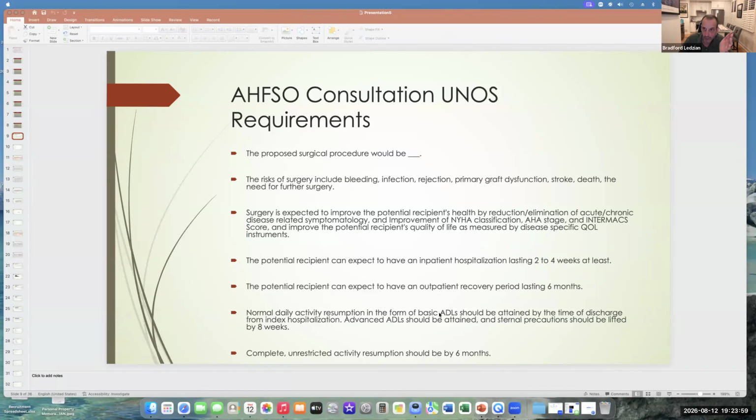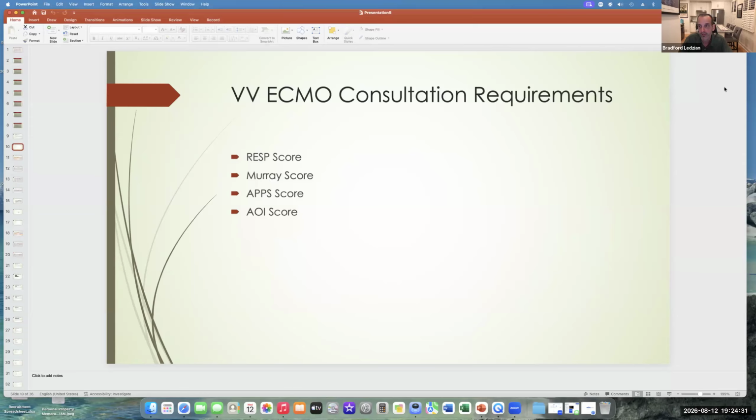And again, going back to the importance of knowing about your ADLs, when can they expect a normal resumption of daily activity in the form of their basic ADLs, as well as their advanced ADLs, and their sternal precautions, when those will be lifted, and then complete restriction removal. All of these things need to be included in your plan such that it's an attestation to the fact that you have communicated this with the patient during your initial consultation. It's a sign that you've given them proper care, right?